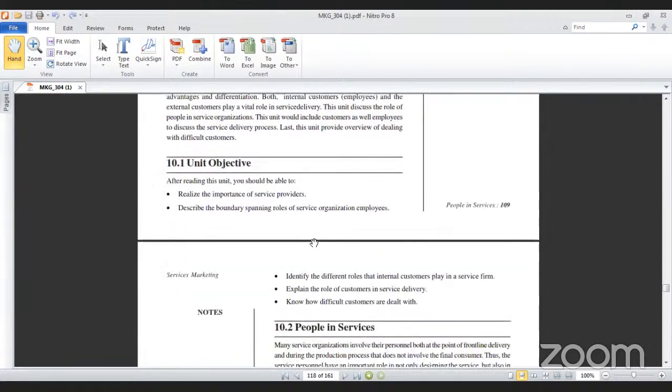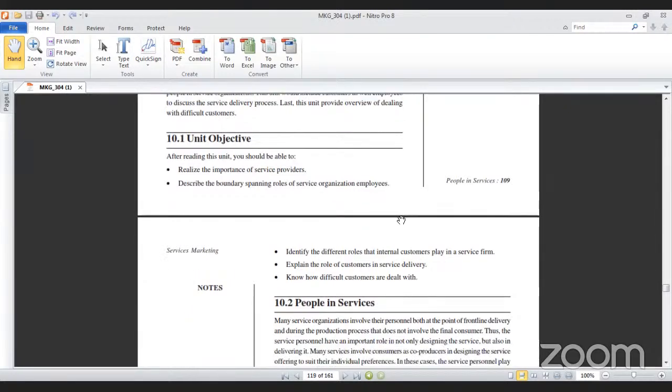In this chapter, the main objective is to realize the importance of service providers, and describe the boundary spanning roles of service organization employees. Third, identify the different roles that customers play in a service firm. And fourth, explain the role of customers in service delivery and how difficult customers are dealt with.